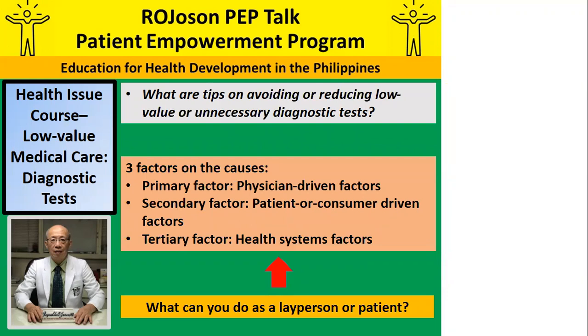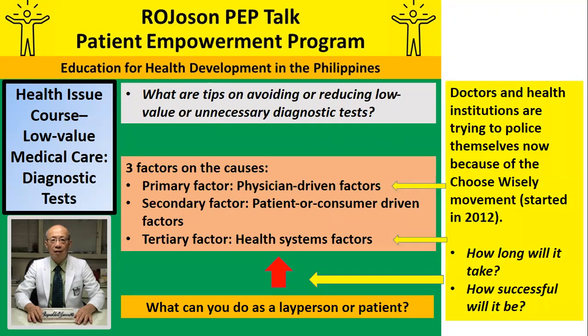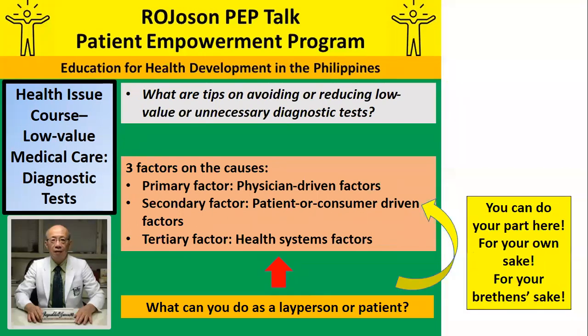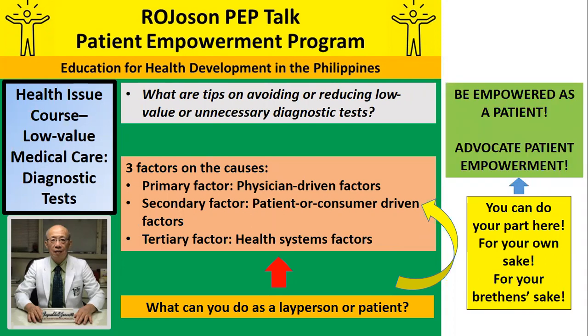The question is, what can you do as a patient, as a layperson, to help in this one, to avoid the low-value unnecessary tests? So we cannot wait for the doctors to move, but they are trying to police themselves now, okay, because of the Choosing Wisely movement. But how long it will take, how successful it will be, matagal pa yan. Okay. So we have to do our part, your part as patient, either for your own sake or for your relatives. You can empower them, you can teach them, you can advise them. So that's why we have this empowerment program, okay.